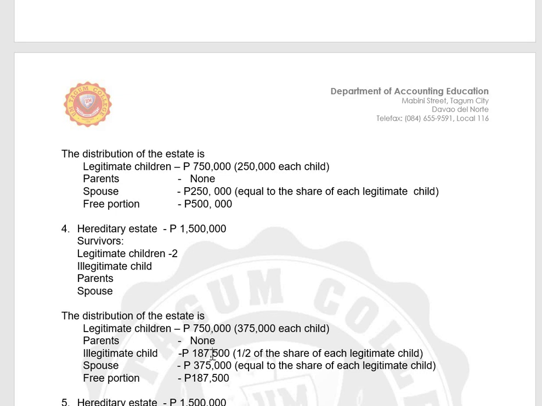Ang rule is that ang share ng illegitimate child is 1/2 of the share of each legitimate child. So, since ang share ng legitimate child is 375,000, so half nun ang share ng illegitimate child. Okay? So, spouse naman is, of course, equal siya to the share of each legitimate child. So, the free portion is 1.5 million minus 750,000 minus 187,500 minus 375,000. Okay? So, meaning yung free portion mag-vary siya. Basta yung free portion is remainder. Yan.